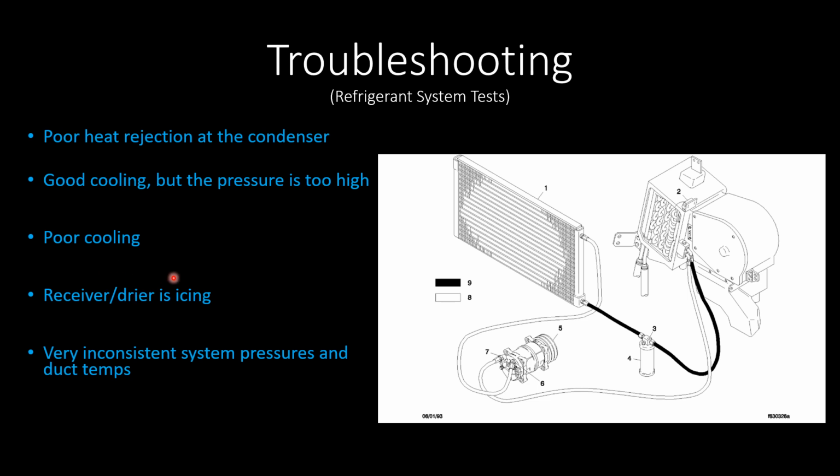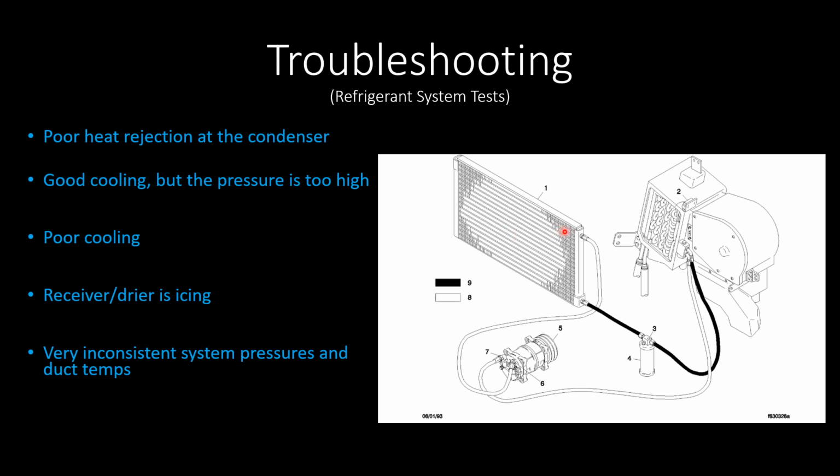If your receiver dryer is icing up, that could be another condition that you could find during this test. Or if the system is very inconsistent, you've got pressures all over the place, the temperatures in the dash are weak, they're not where they're supposed to be, everything just seems very inconsistent, then what does that mean? So what I'm going to do is just go through each one of these and explain a little bit of what that means.